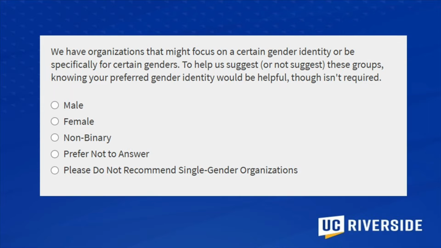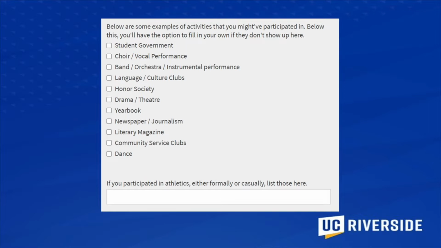The second page is more interest-based. We start by asking about their past experiences, either in high school or at a community college. What sorts of things did they do? We don't always recommend these, but it may give you some ideas if the rest of the survey is pretty empty. We also include if they played athletics before. They may be interested in club sports or intramurals based on those sports.